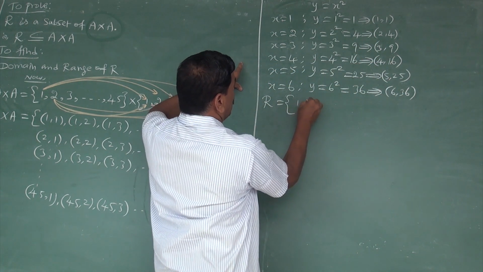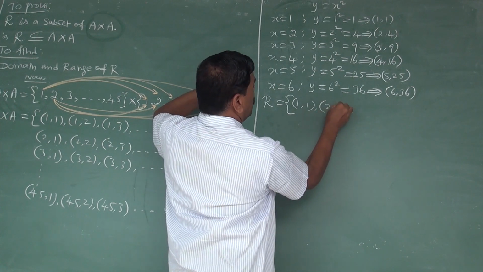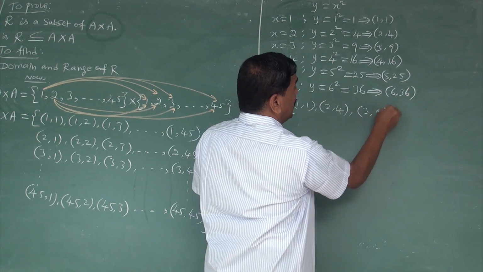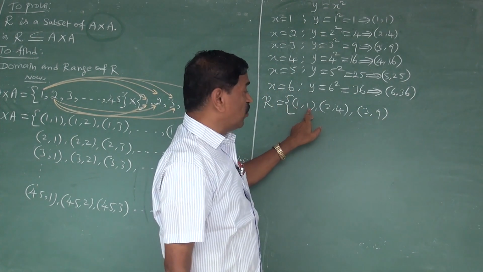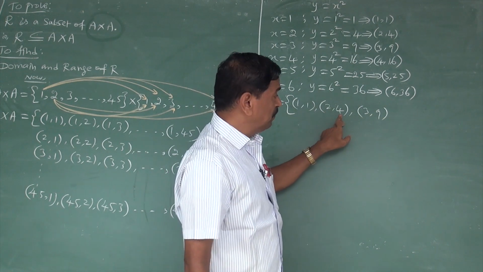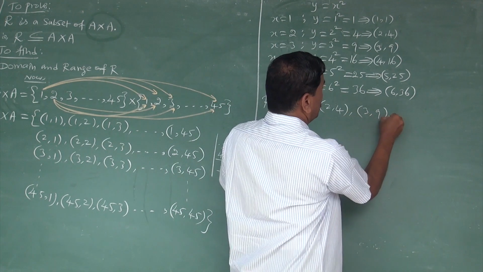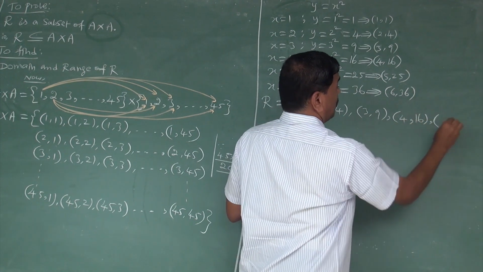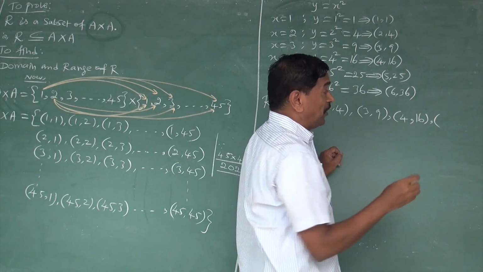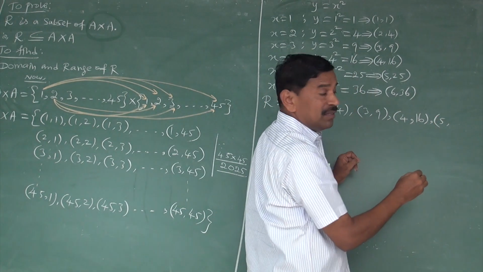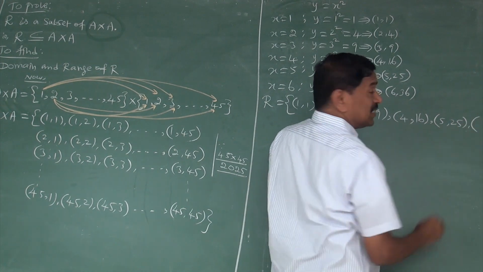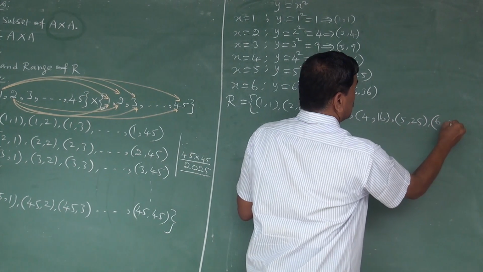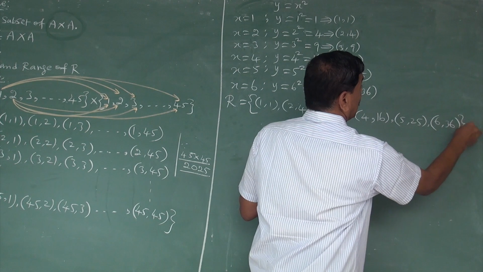That is R is equal to {(1, 1), (2, 4), (3, 9)...}. Very good. Remember 1 comma 1 square, 2 comma 2 square, 3 comma 3 square, next 4 comma 4 square. 4 square equal to 16, next 5 comma 5 square. So 5 square is equal to 25. Next 6 comma 6 square. 6 square equal to 36. So 6 comma 36. Complete the bracket.